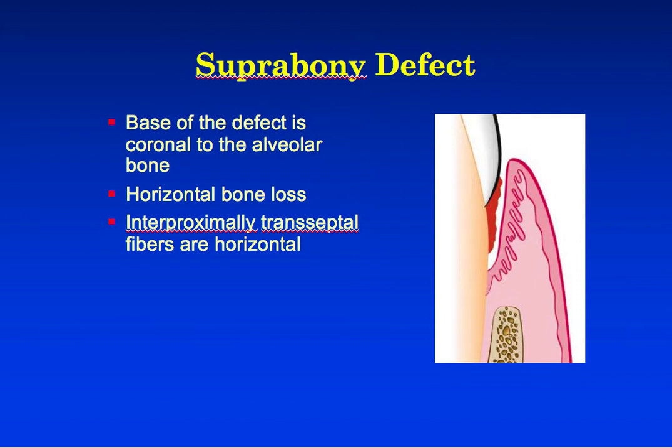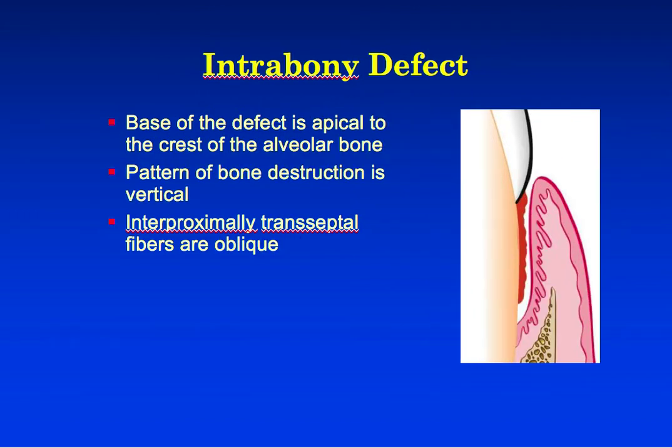Contrast the suprabony defect to our next defect, termed an intrabony and sometimes referred to as an infrabony defect. Here, the base of the defect is going to be apical to the crest of the alveolar bone. Again, in our diagram, you can see our root surface and dentin have plaque accumulation. There has been downgrowth of the epithelium and loss of the alveolar bone as a result of the disease process. Here, typically, the pattern of bone destruction is vertical, and interproximally, the transseptal fibers are arranged obliquely because of this vertical bone loss.